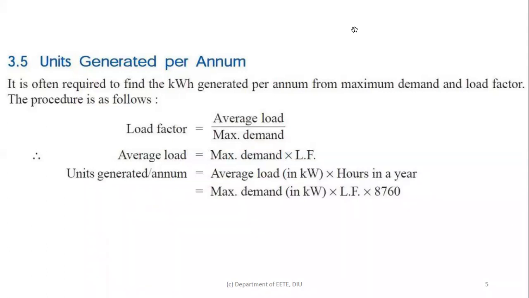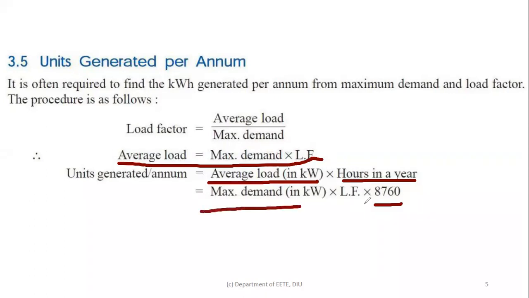We finally conclude here that the load factor is the average load by maximum demand, and we can say that average load equals maximum demand into load factor. So units generated per year, we can take as the average load in every hour times the hours in a year, which we already discussed is 8,760. If we replace the average load using maximum demand into load factor, we get this equation: maximum demand into load factor into 8,760. That is annually how much energy, or how many kilowatt hours, we produce. So that was just the memory refreshment so that we can move forward.